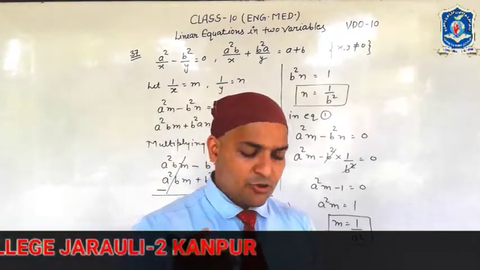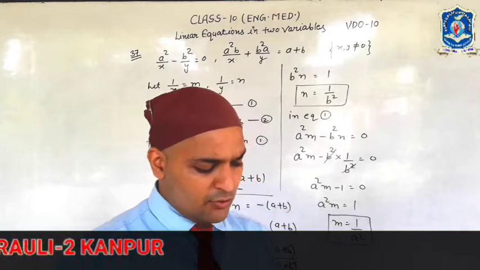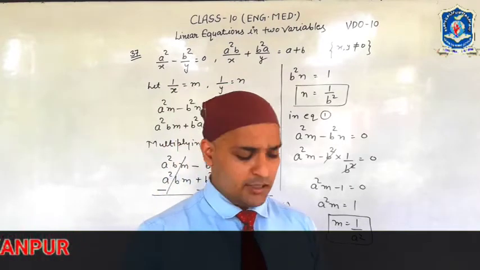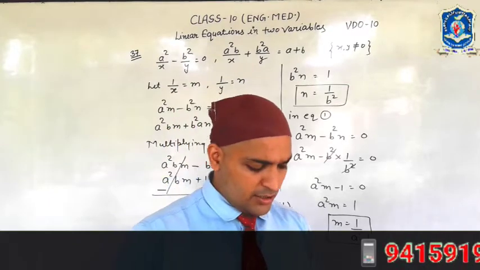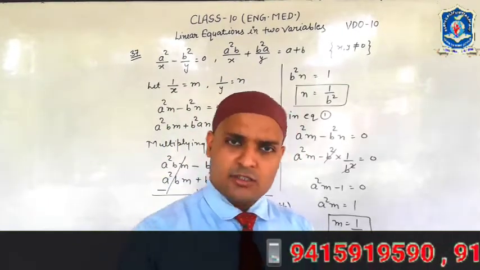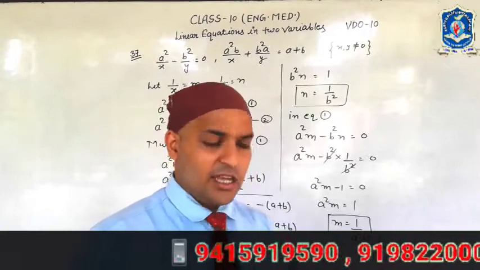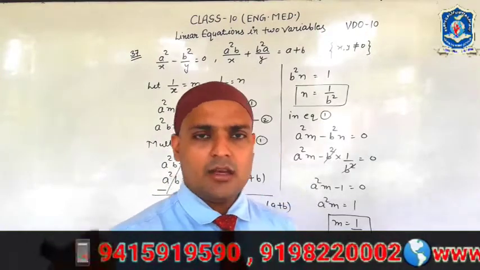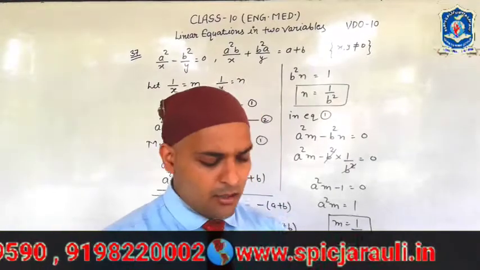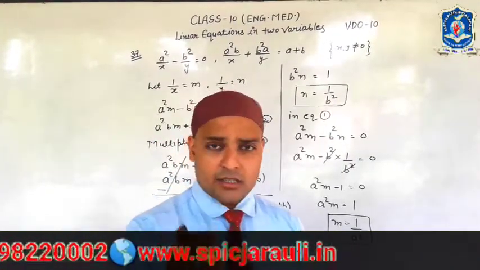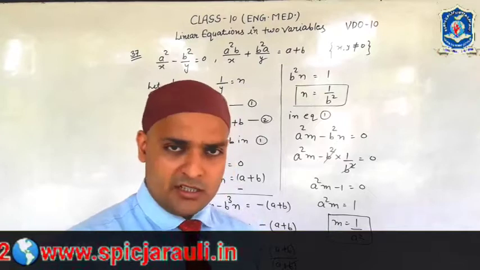If we talk about question number 40, in question number 40, x is in the denominator. In question number 38, y is in the denominator, and in question number 40, x is in the denominator. So let 1 upon x be equal to a, m, n, whichever you want. Question number 40 is very simple. If you have any problem in 38, 39, 40, you can contact me on WhatsApp.